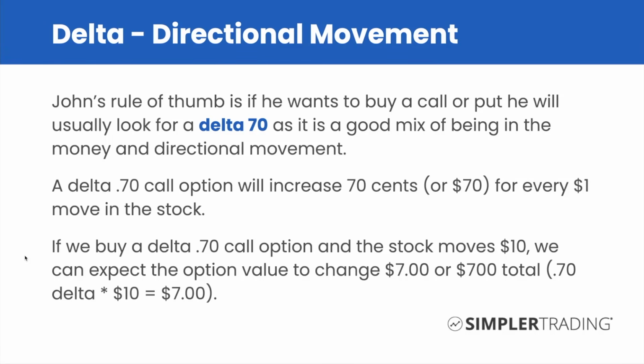A delta 70 call option will increase 70 cents, or $70, for every $1 move in the stock. If we buy a delta 70 call option and the stock moves $10, we can expect the option value to change $7, or $700 total. Delta 70 times $10 equals $700, or a $7 change in the price of the option.